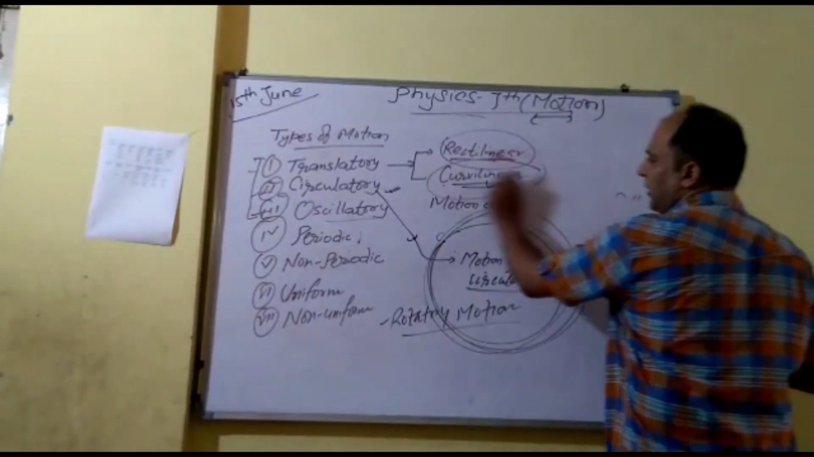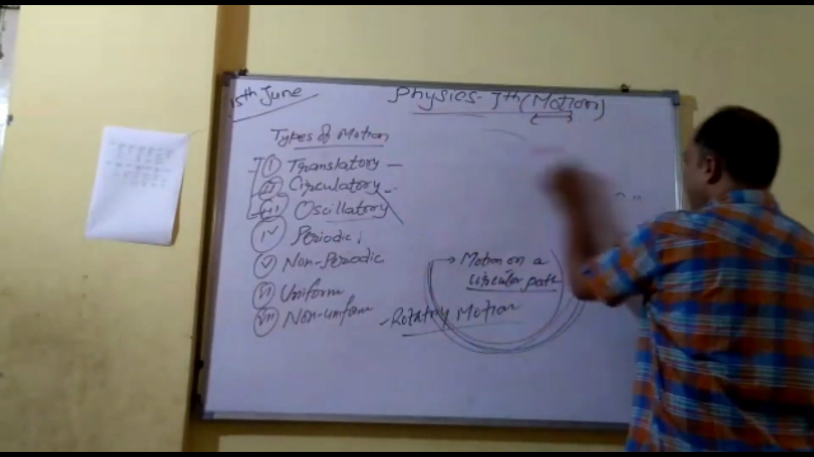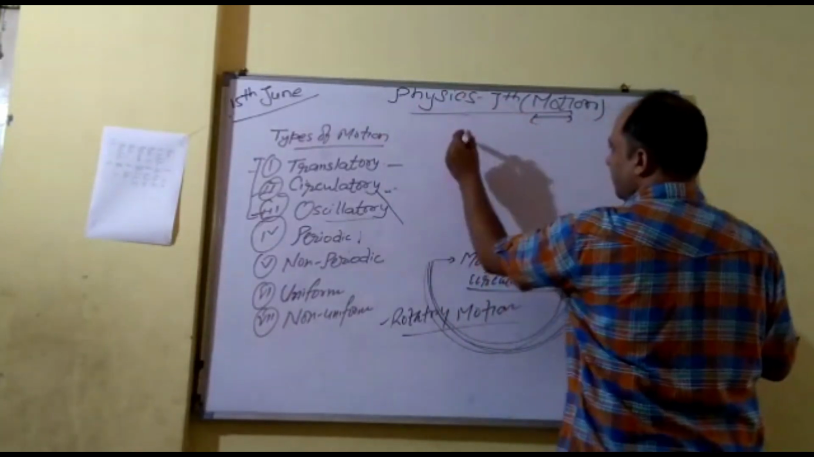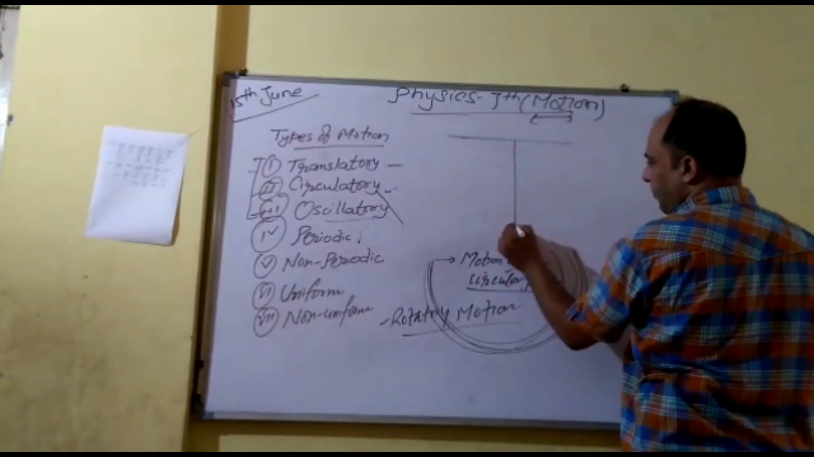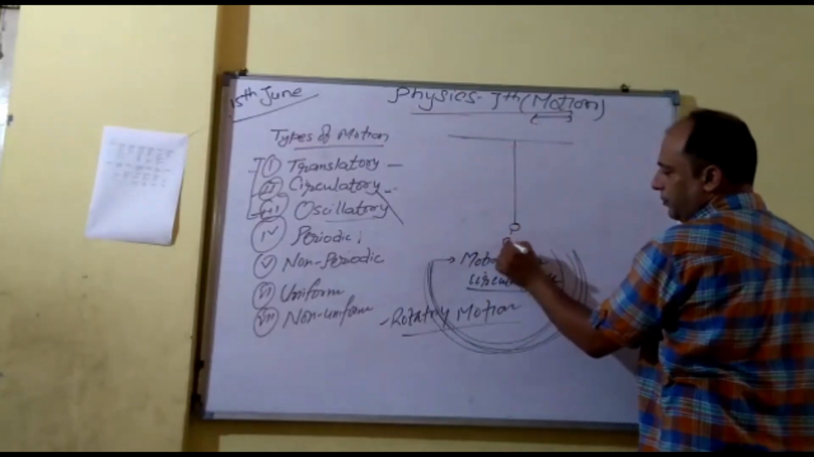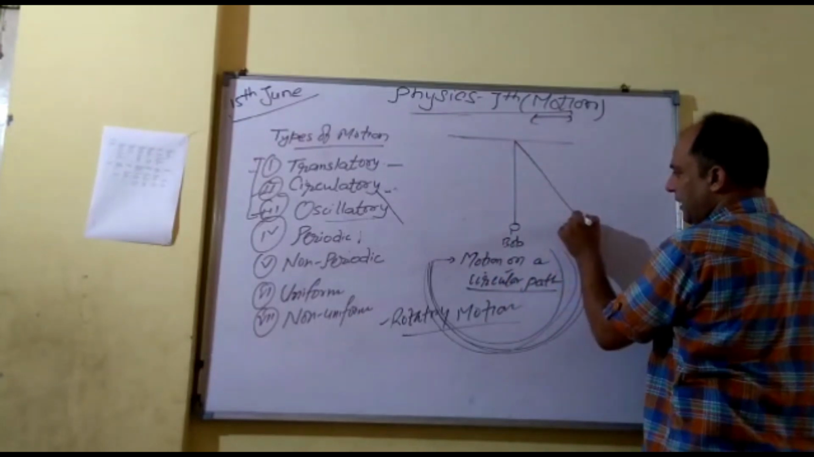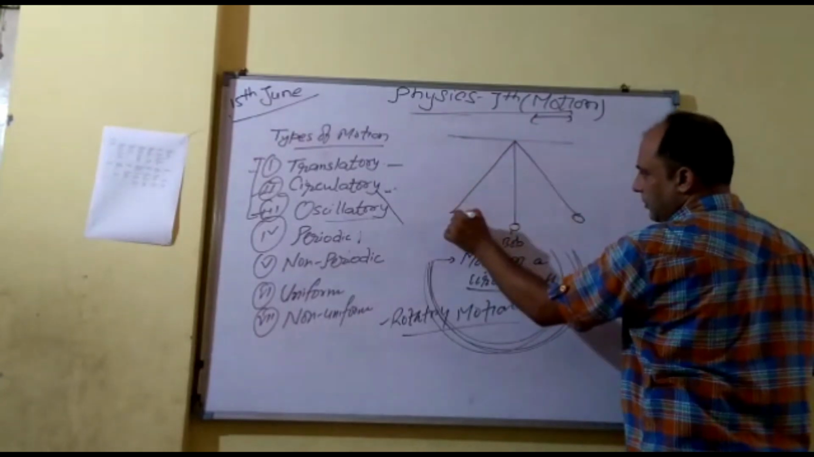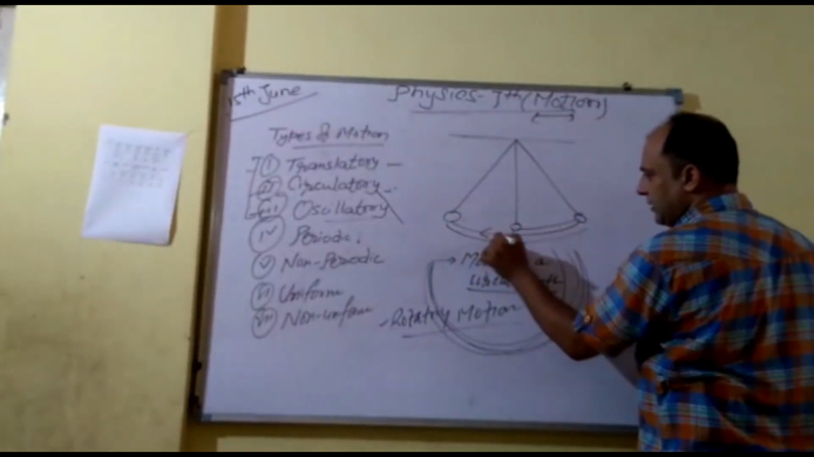Now oscillatory motion. You know very well about the pendulum, right? There is a pendulum. Look here. It has a rigid support. This is called the bob, and this is the length of the string. It moves like this. It goes here and here, from here to here, like this.